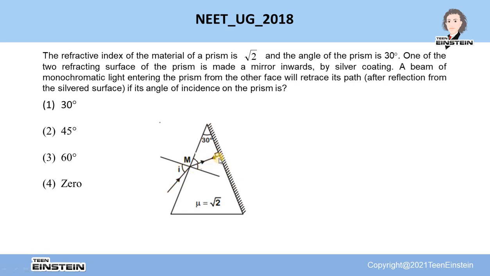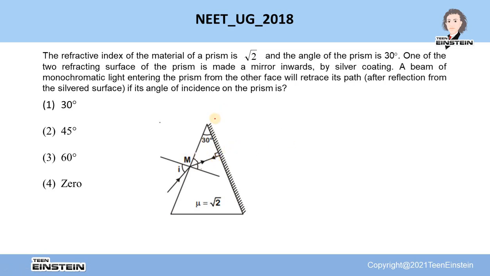after the reflection at this silvered surface. You have to find out the angle of incidence I such that the ray can retrace after reflection at this silvered surface. So this is the question.